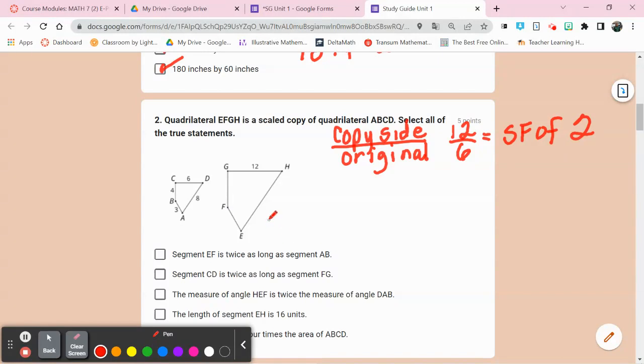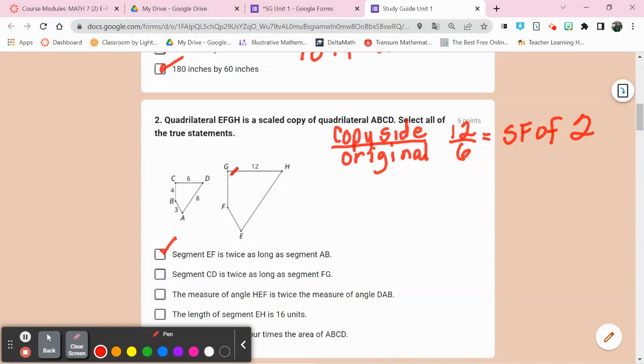We better check. E to F, right here. We go over here, A to B is 3. Those are corresponding sides, and 3 times 2 is 6, so that is twice as long. Let's go to the second choice. Segment C to D, that's across the top. Across the top is twice as long as segment F to G. Well, F to G is right here. Those are not the same sides. They are not corresponding sides, so we're not picking that.